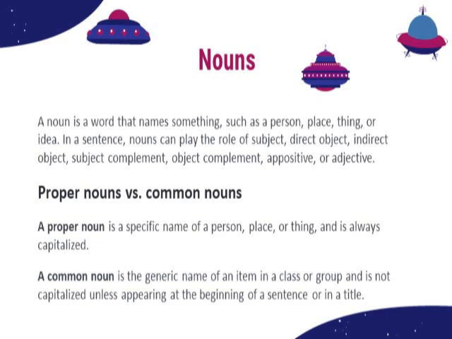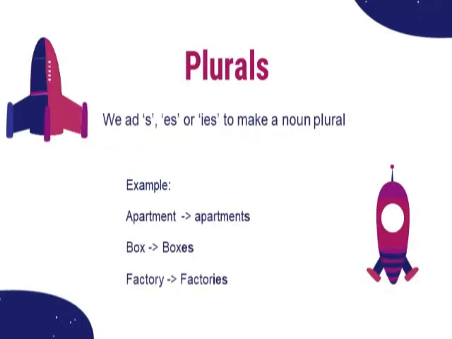There is a way of nouns that it can be singular and it can also be plural. So when a noun is plural, we have to add s, sorry, this is a typo, there should be a double D here, and then you can add s in the final position of the word itself, or es, or ies to make a noun plural.